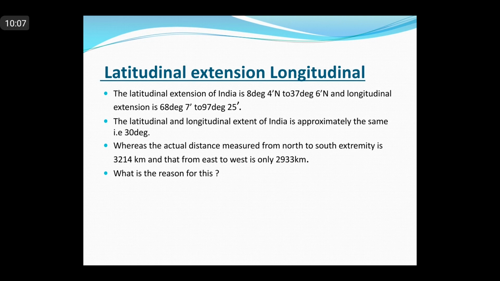Okay, the longitudinal difference between Saurashtra in the west and Arunachal Pradesh in the east is about 30 degrees.